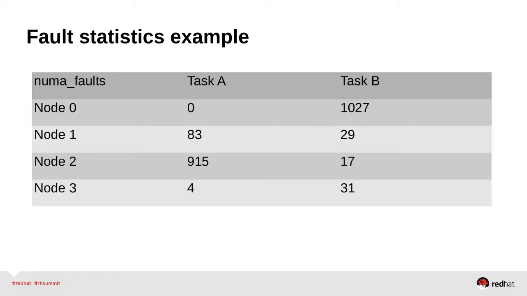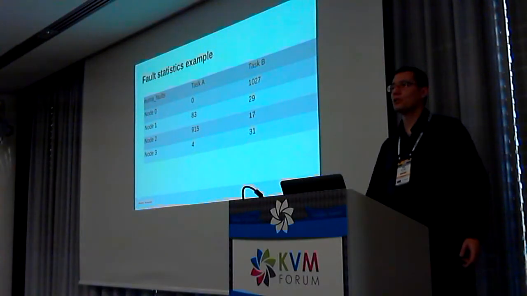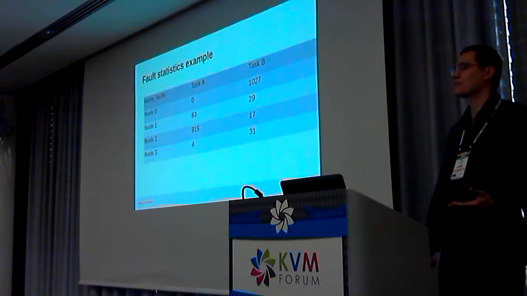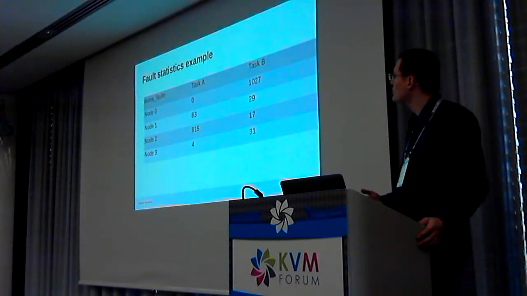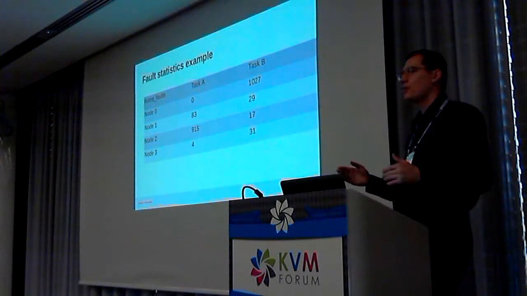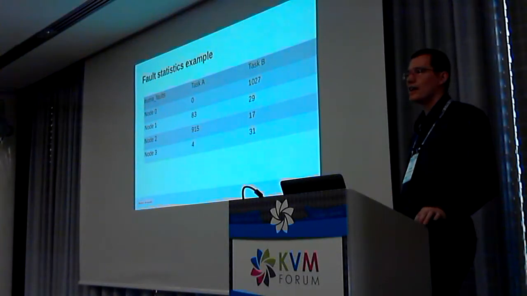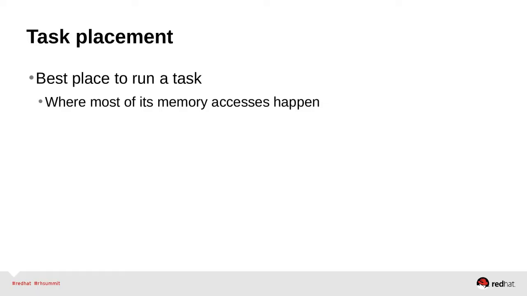First, we have a simple example of fault statistics. We have two tasks, A and B, and a system with 4 NUMA nodes. Task B has almost all of its accesses on node 0, while task A has most of its accesses on node 2. That's pretty obvious. If we run task B on node 0 and task A on node 2, most of the memory accesses are local, and we can migrate the rest of the memory over, and it will all run fine. It's pretty obvious, but it's not always that easy.